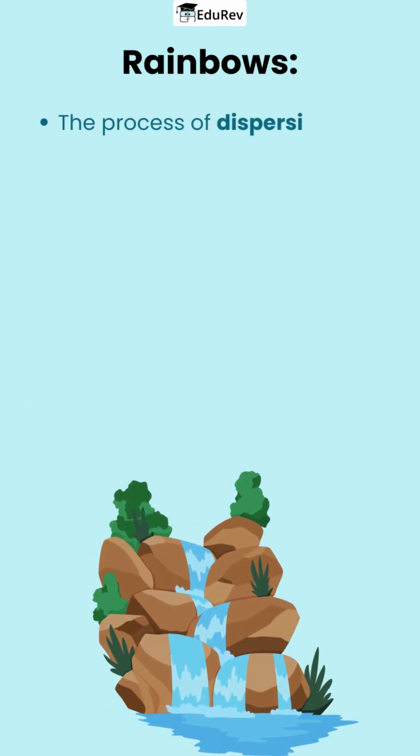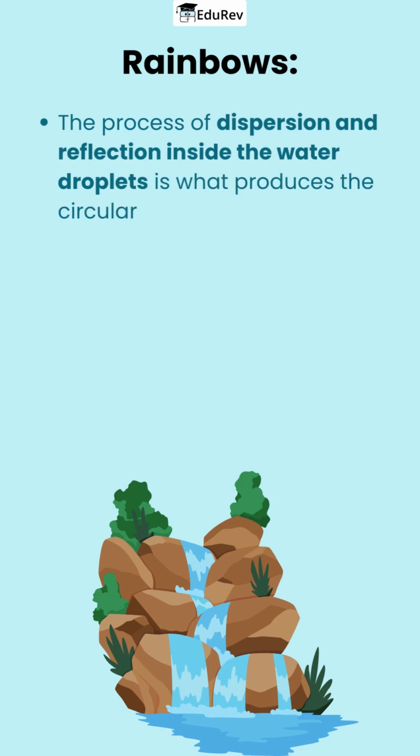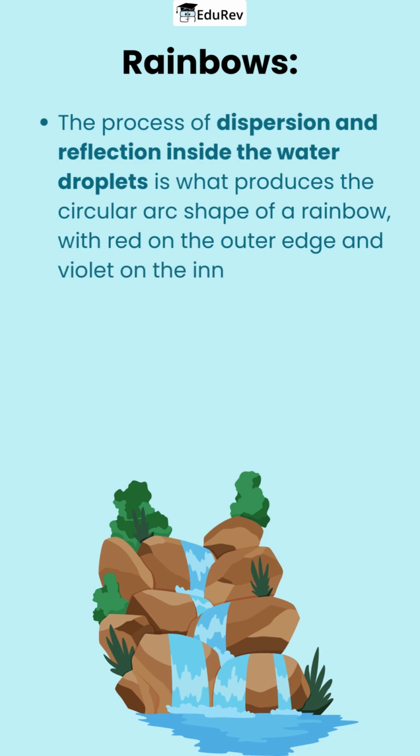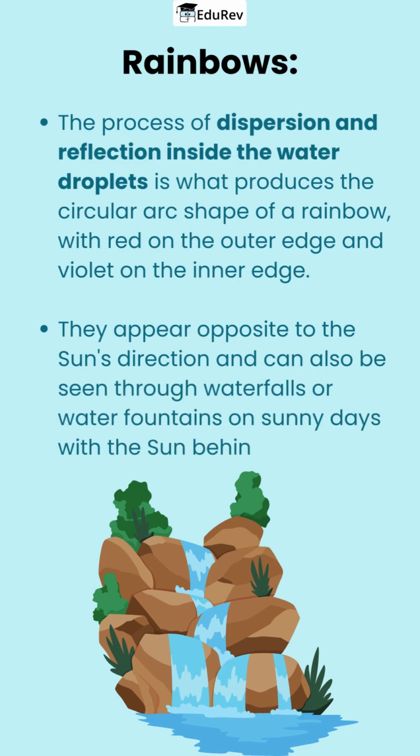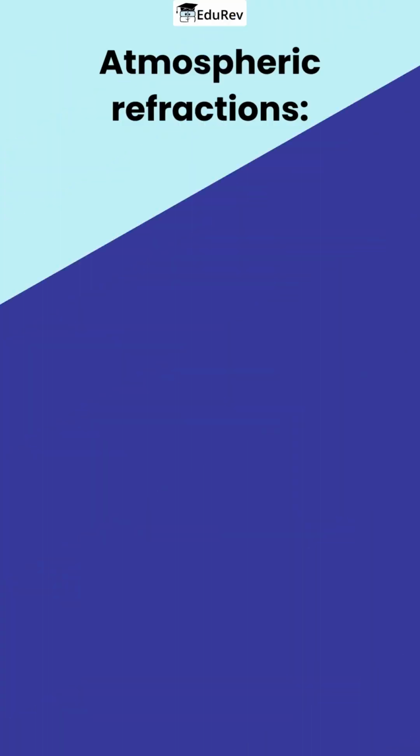The process of dispersion and reflection inside the water droplets is what produces the circular arc shape of a rainbow, with red on the outer edge and violet on the inner edge. They appear opposite to the sun's direction and can also be seen through waterfalls or water fountains on sunny days with the sun behind you.